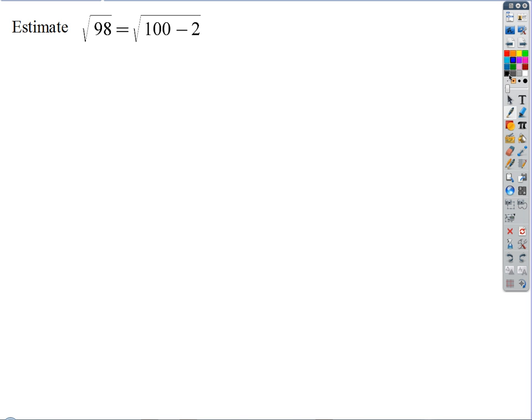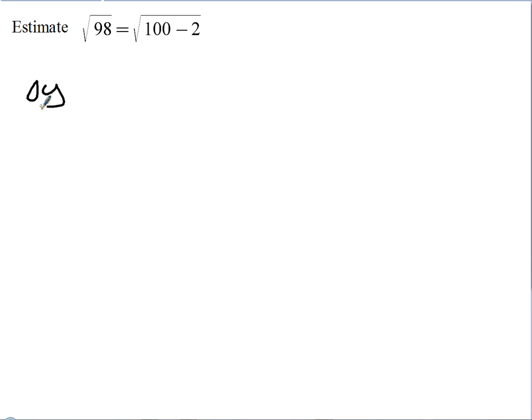So if we want to estimate the square root of 98, we're going to use the trick that we talked about last week. Remember what that trick was? We said that we can approximate the actual change in a function, and we drew a picture for this. I probably should have pulled up that picture, but I'll sketch it and then erase it here.